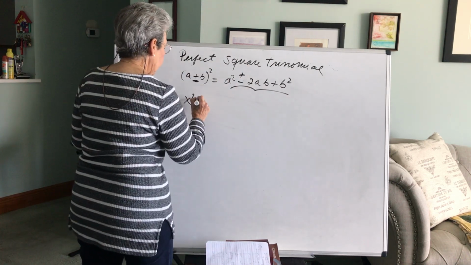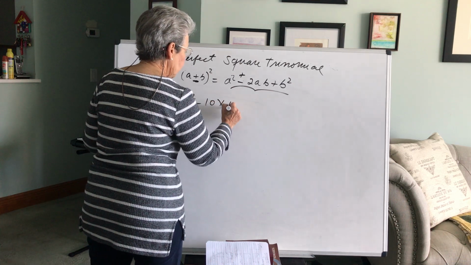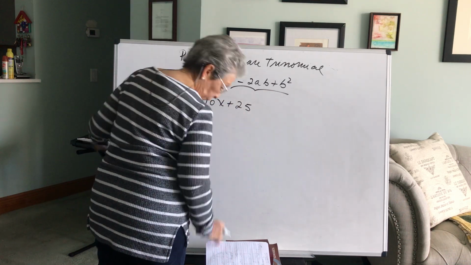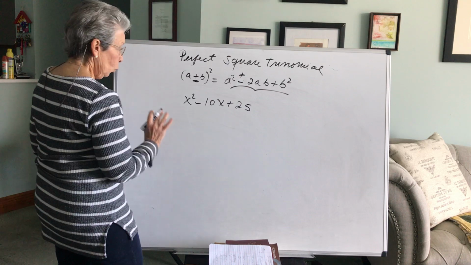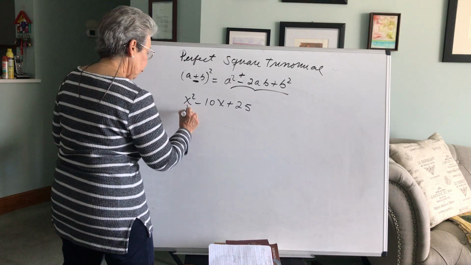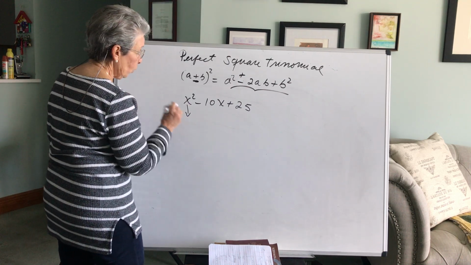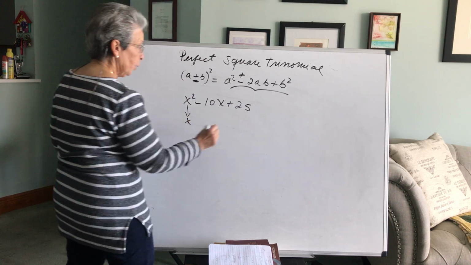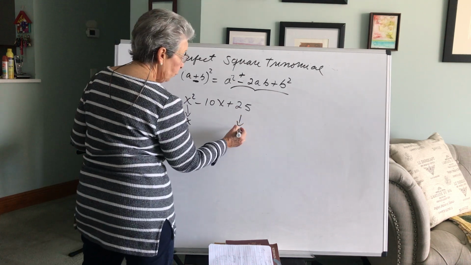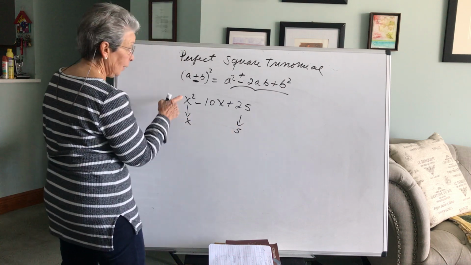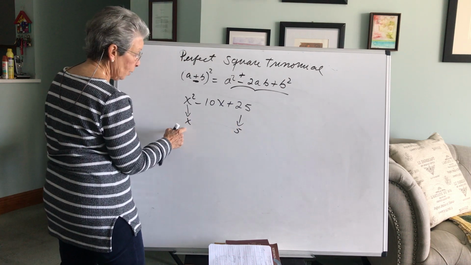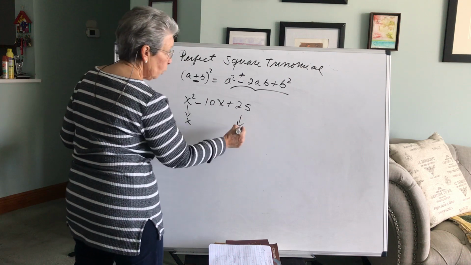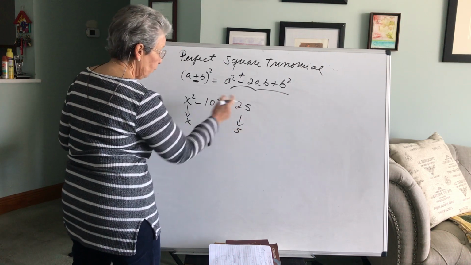Example, x squared minus 10x plus 25. You have to try in this way. The root of x squared is x, because x times x is x squared. And the root of 25 is 5, because 5 times 5 is 25.